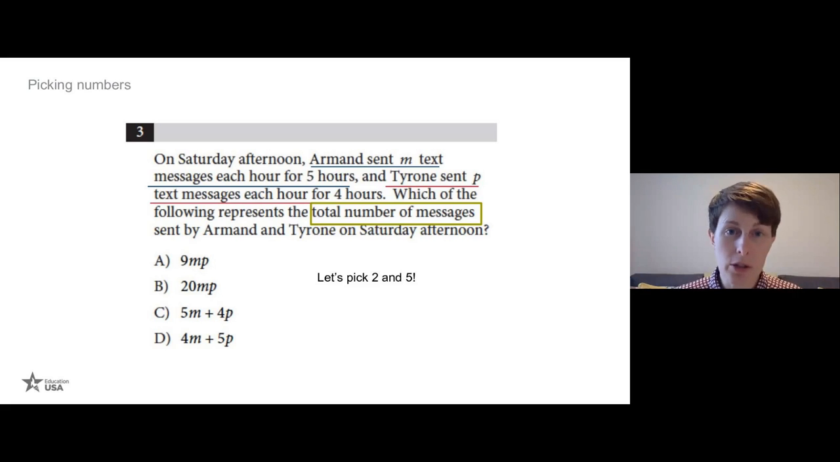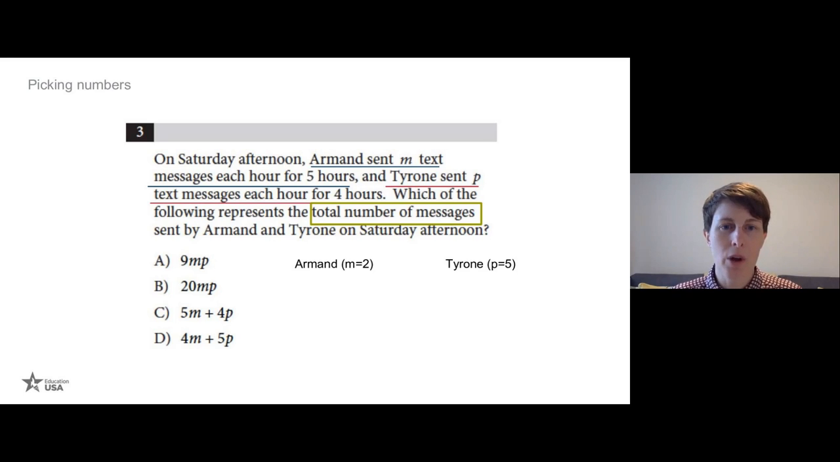They don't text message that often. So they're only sending 2 messages an hour for 5 hours and 5 messages an hour for 4 hours, respectively. Okay. So Armand's going to be our 2 and Tyrone's going to be our 5. Does it matter? No, you could switch it. Armand could be 5, Tyrone could be 2, Tyrone could be 1. You can pick whatever numbers you want. The point is that you need to then, as you're plugging them through the problems, be consistent, right?